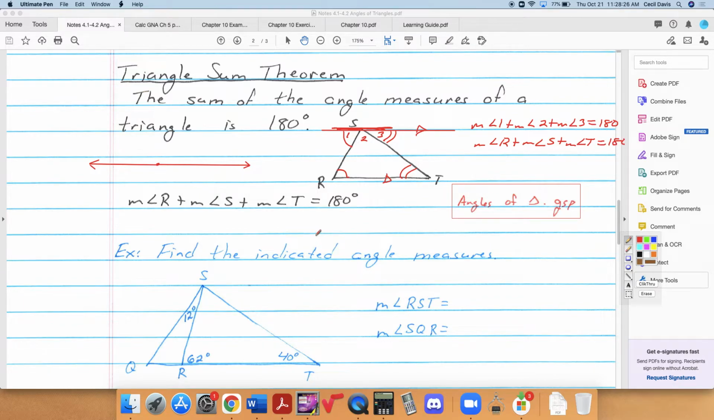So we use substitution? No, they add up to 180. We don't know what each individual one is. Is there a word for that? Like we have supplementary, but for 3 angles, no. At least not that I know of.